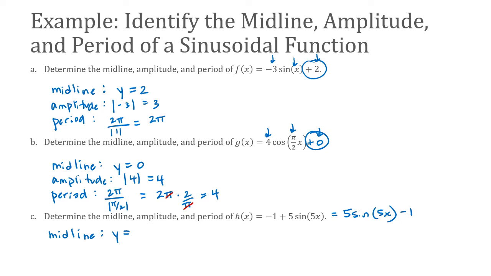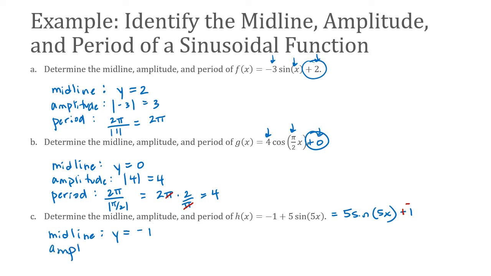The thing to point out is that the midline is always the number that is added or subtracted from the original function. So in this case, that is a subtraction of 1. So I'm going to say that the midline is y equals -1. You might think of this also as plus a -1. That's another way to look at it.